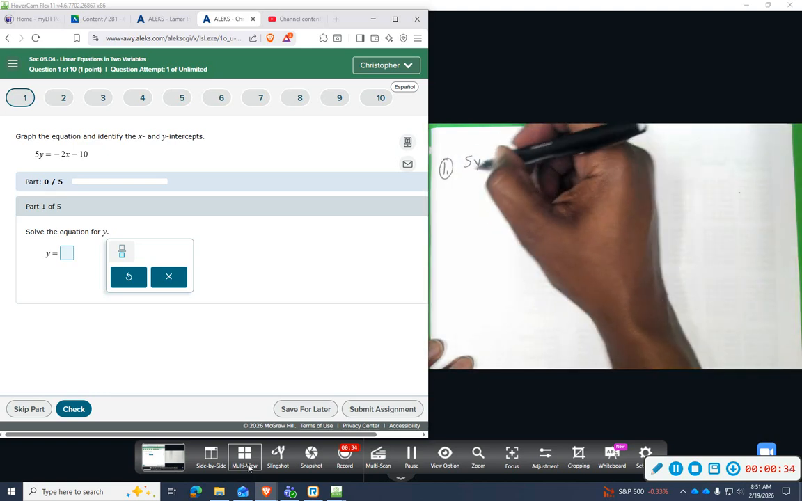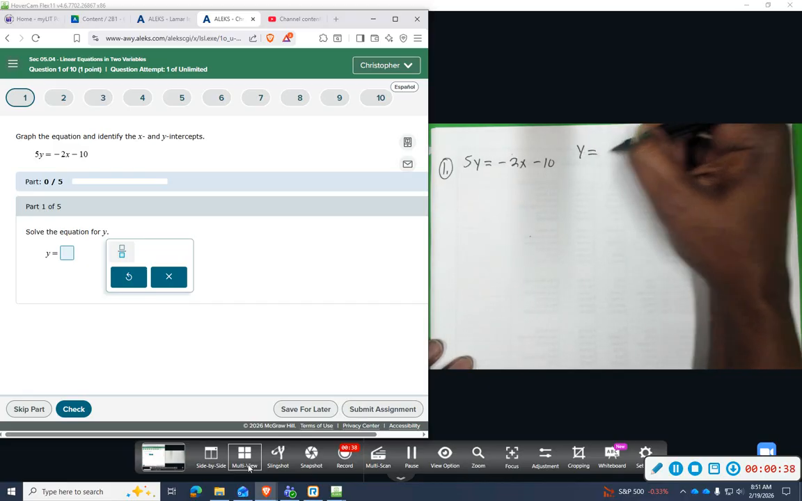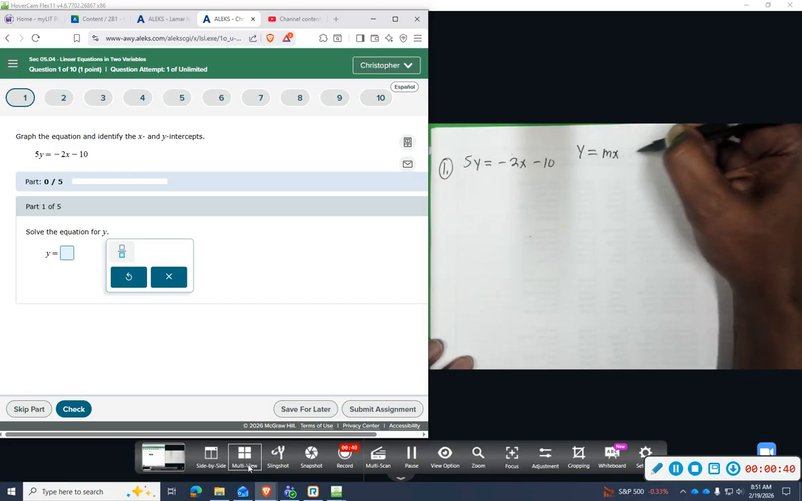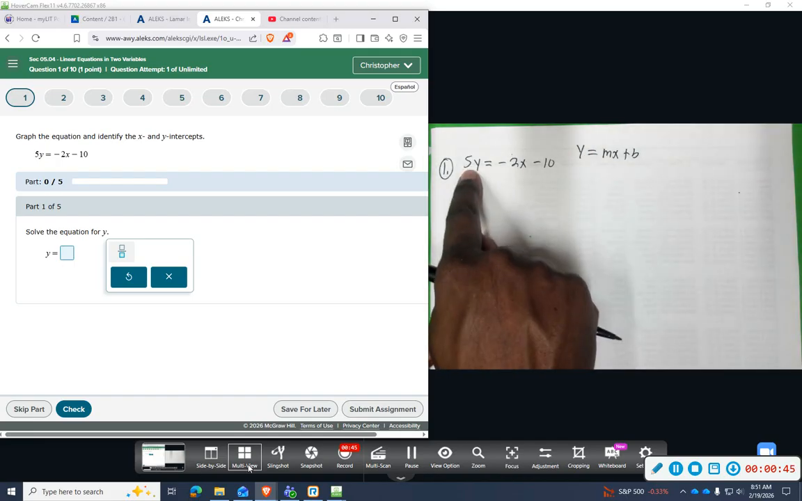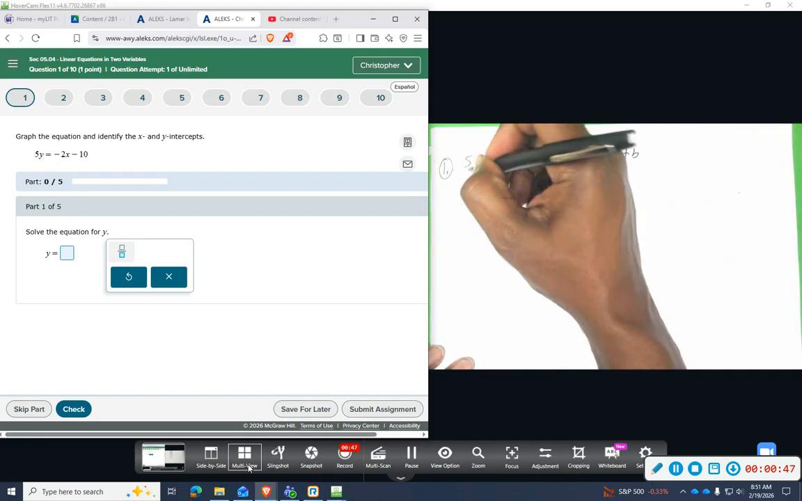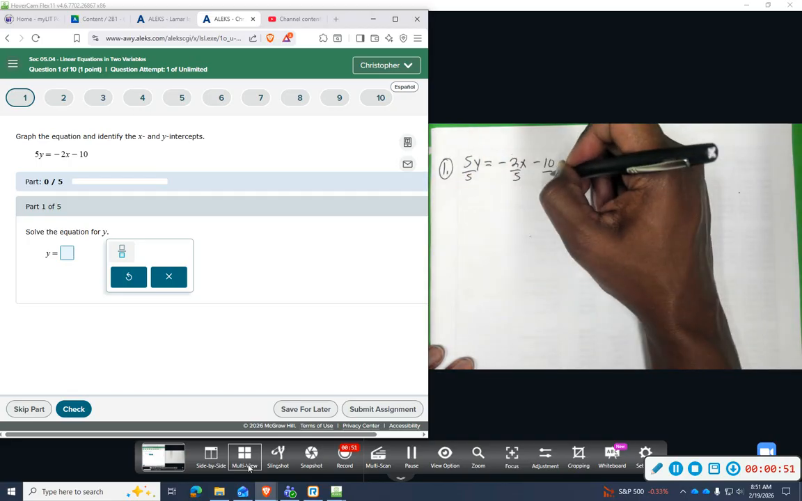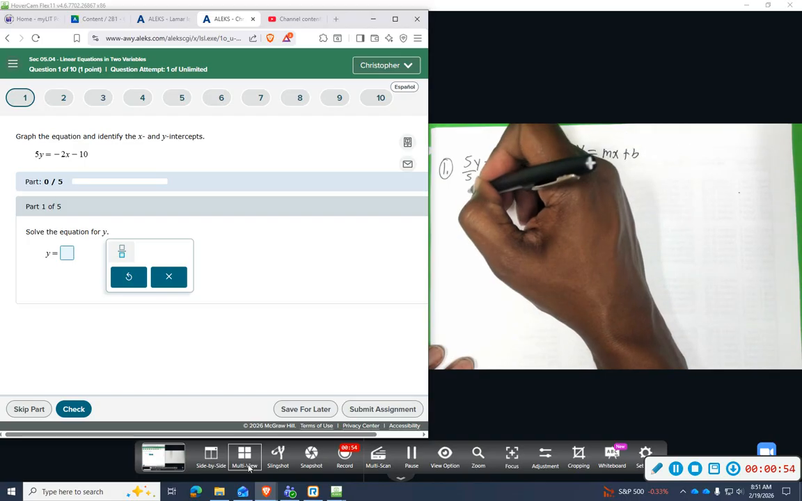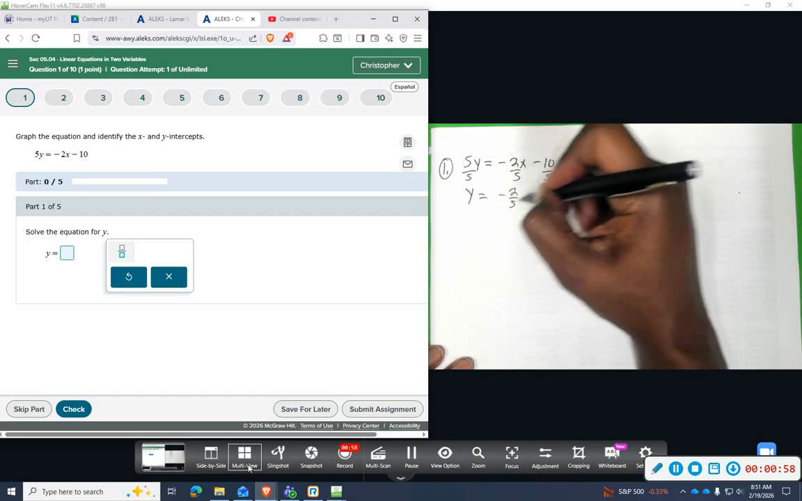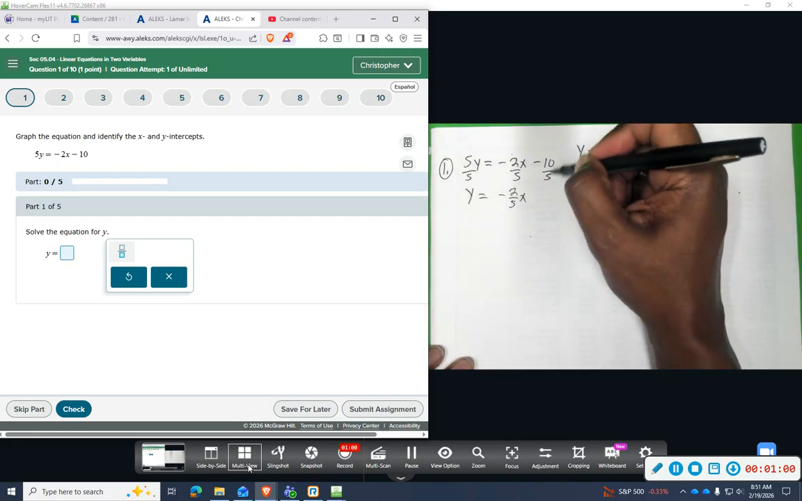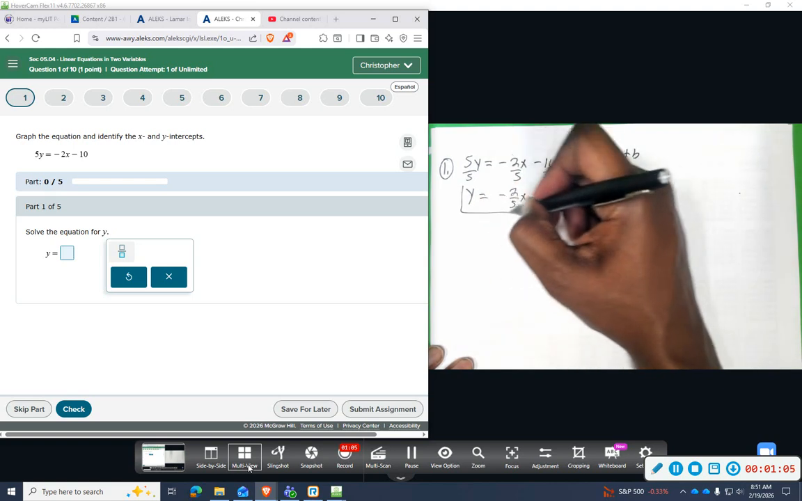Alright, so to get it in slope-intercept form, we need it to look like y equals mx plus b. So we just got to get y by itself. Right now we have this 5. We got to get rid of the 5. When we divide, we're going to divide by everything. Divide by 5. And that will give us y equals negative 2 divided by 5x, and 10 divided by 5 is 2. So here's our equation in slope-intercept form.